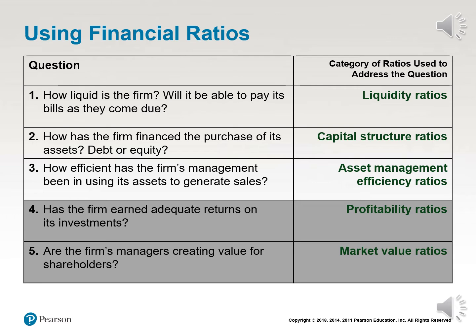We're also going to talk about capital structure ratios. These ratios help answer the questions, how has the firm financed the purchase of its assets? Have they used debt or equity? And finally, in this presentation, we're going to cover asset management efficiency ratios. These ratios help answer the question, how efficient has the firm's management been in using its assets to generate sales? The two categories at the bottom will be talked about in the next PowerPoint.